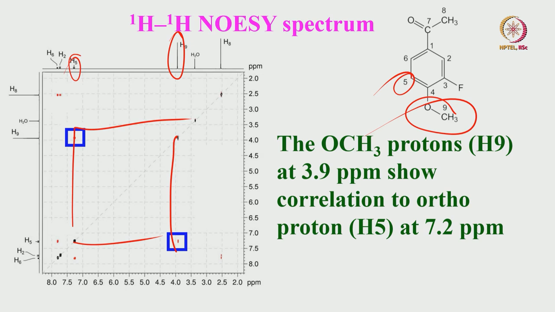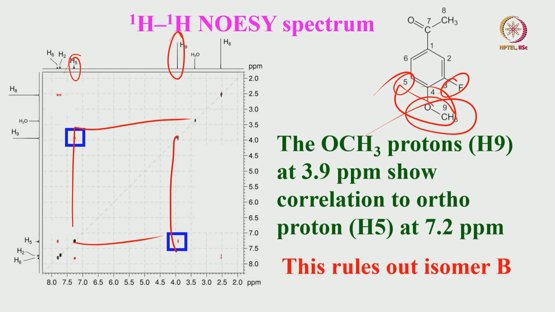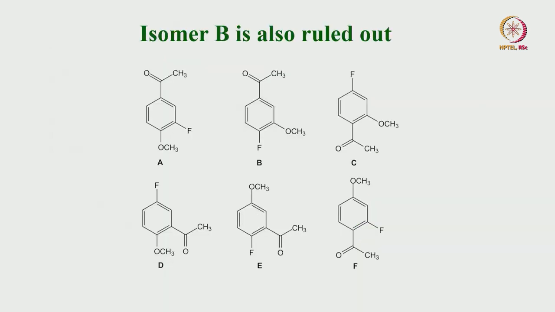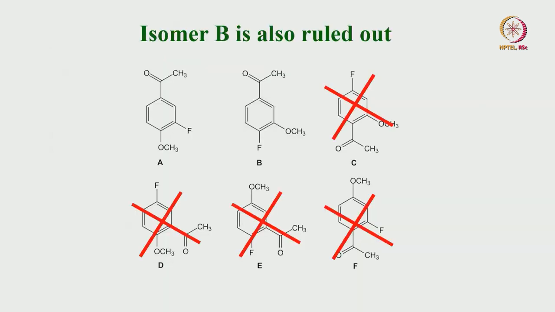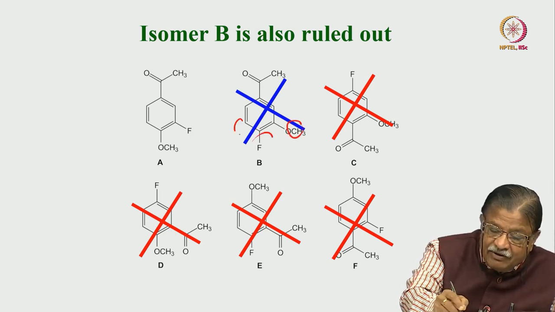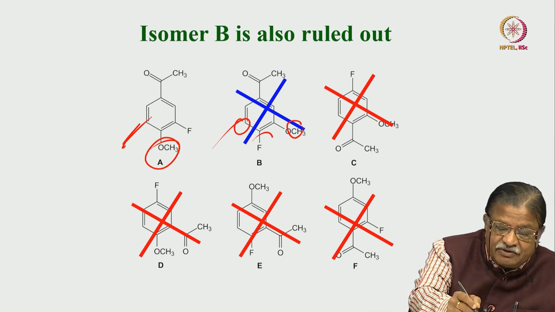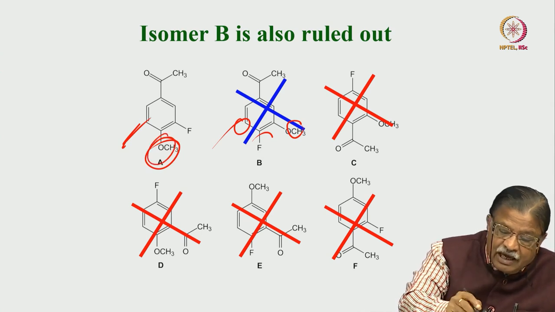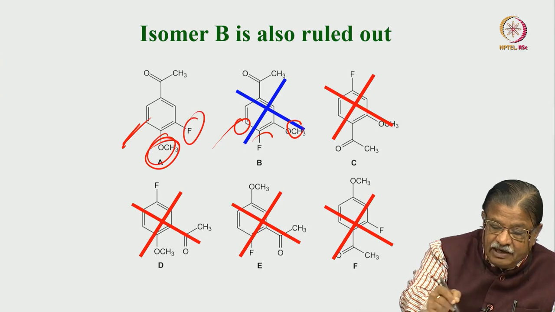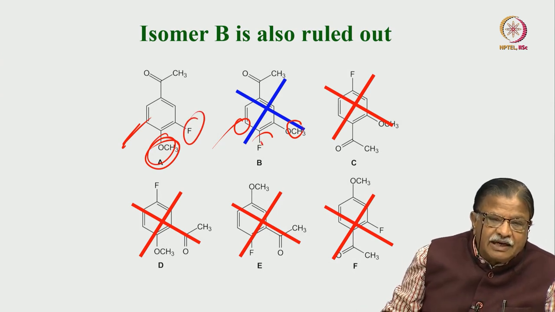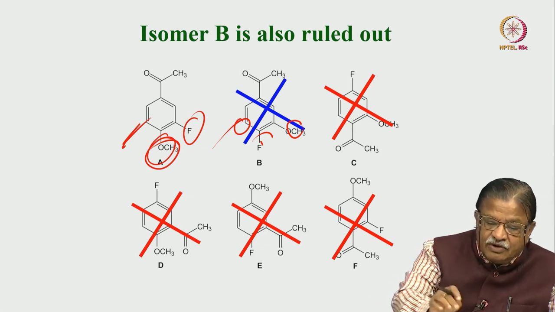That means, what are the possibilities we can think of? Then this will be the only possibility, fluorine is on the right side, it is not giving correlation to that. So if you consider this possibility, already we have eliminated this, now this is also eliminated. Because if this is the fluorine, OCH3 cannot give correlation to this. If this is the only possibility, it can give correlation to this. So, fluorine cannot be here, fluorine has to be on the other side. Okay, that is the conclusion. So, this also is ruled out.